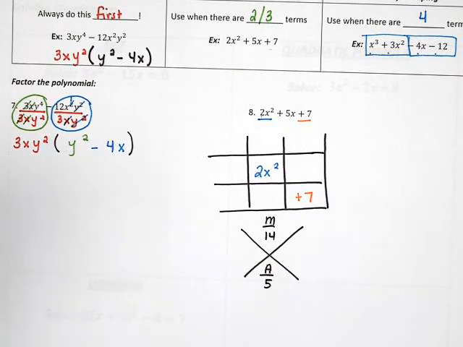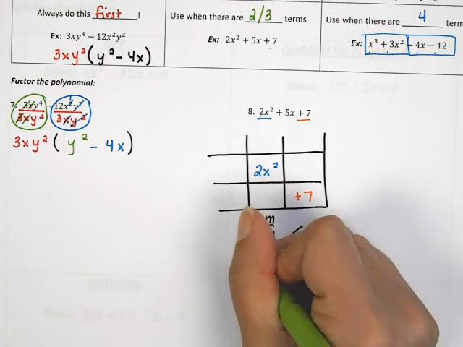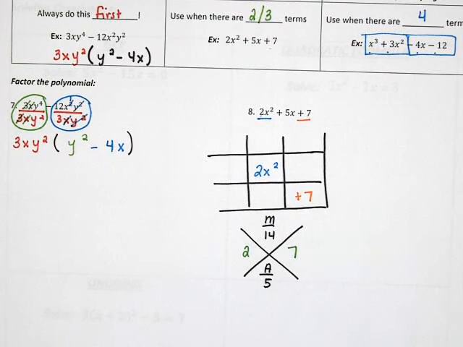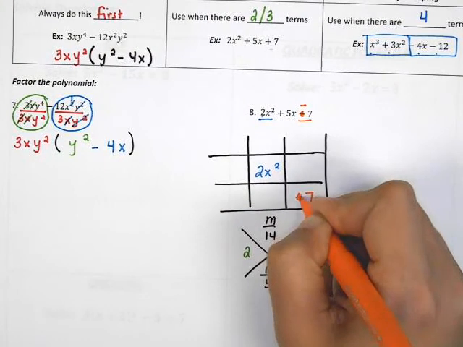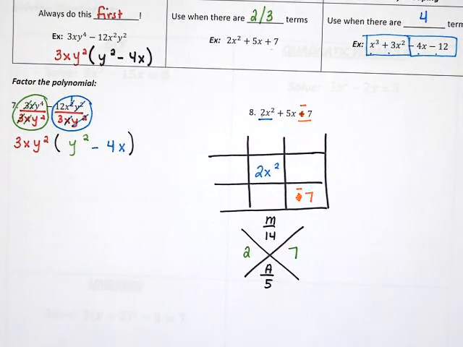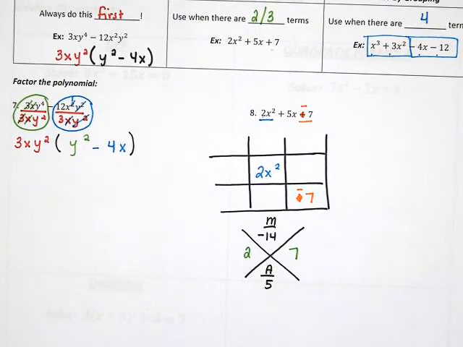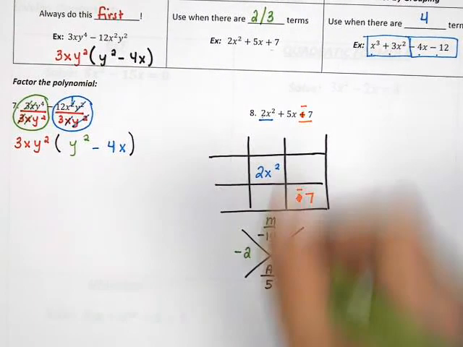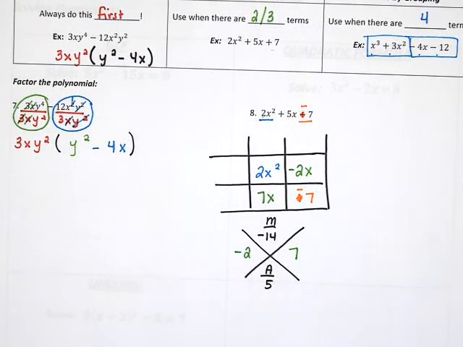Numbers that multiply to give me 14 and add up to be 5 would be, it should be 2 and 7. I think there was maybe a mistake when we wrote this question. This should be a minus 7. I apologize. So this would be a negative 14. That was my mistake. I'm sorry. So we would make the 2 negative. So we would fill in negative 2x and positive 7x.